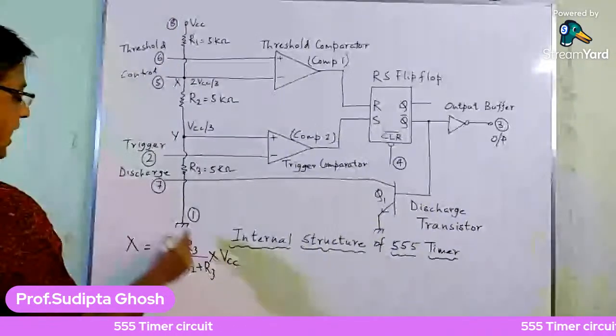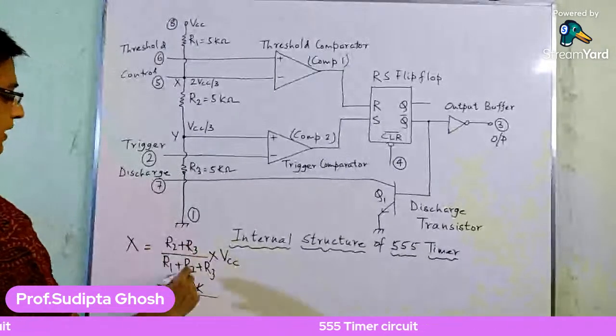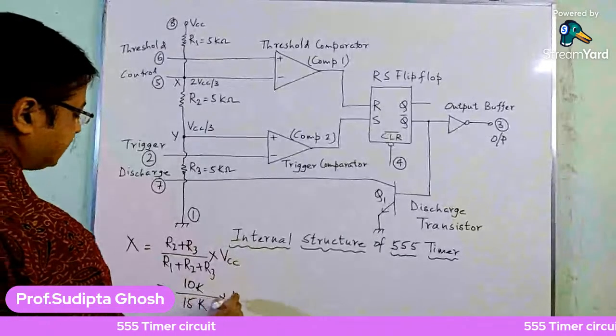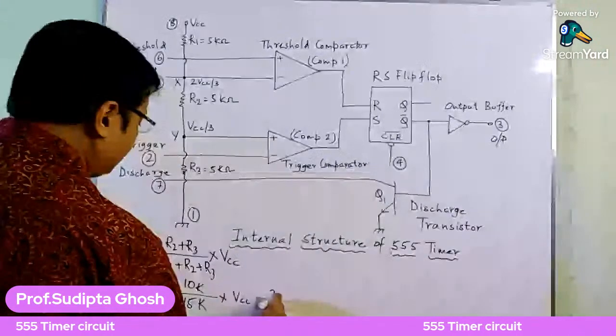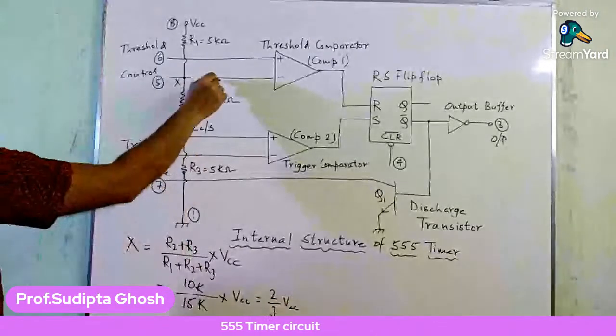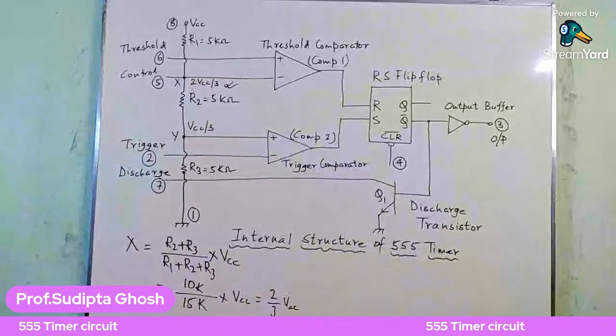So R2 plus R3 means 10K divided by R1 plus R2 plus R3, that is 15K, into VCC, and that will give you 2/3 of VCC. So that's why this value is 2/3 of VCC, right?